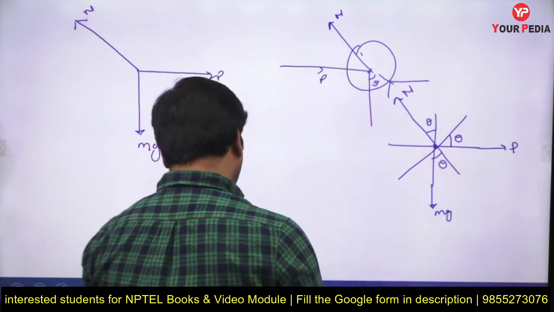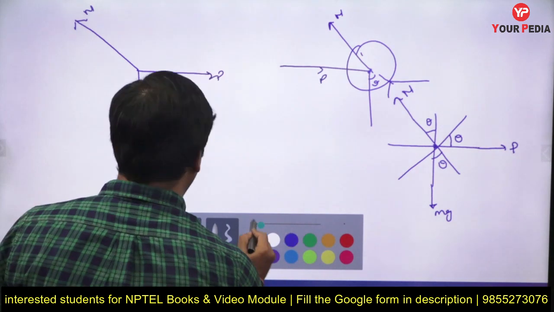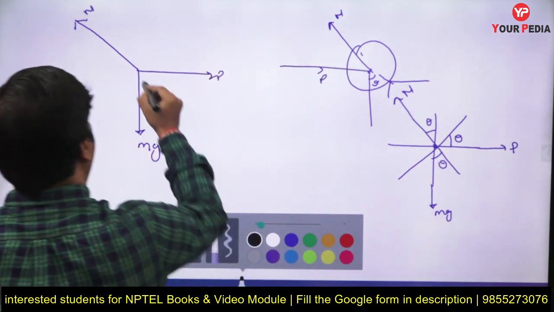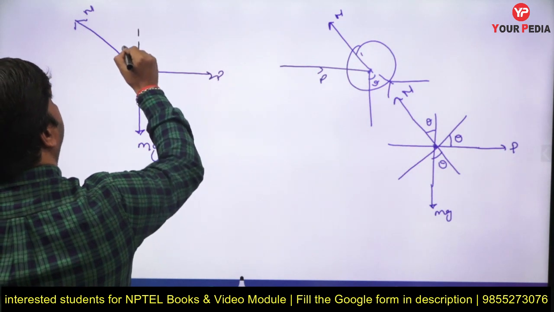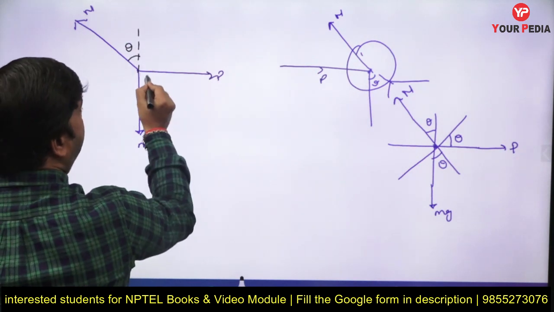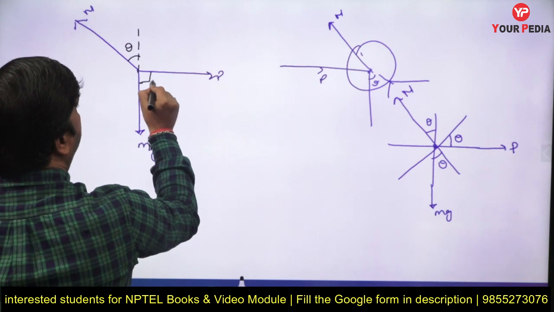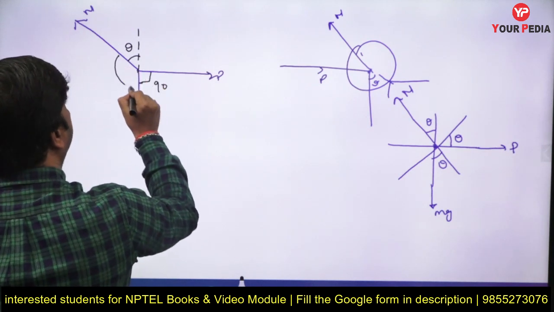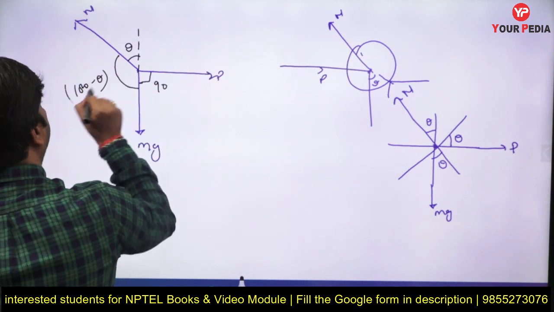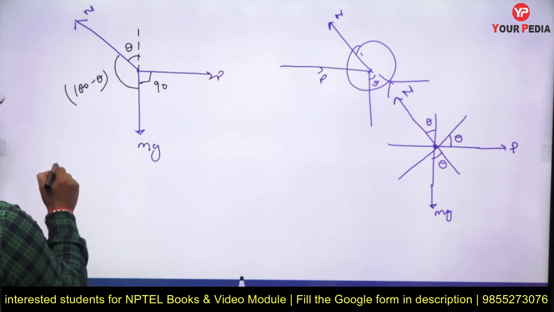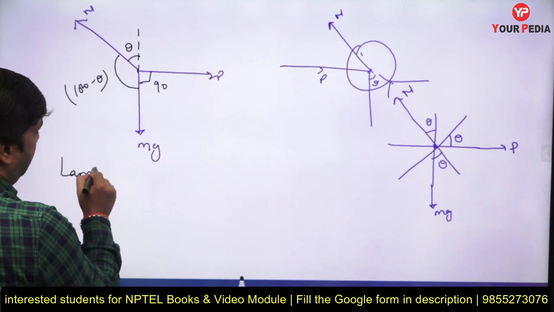If I introduce the theta here, we can see the theta is just like this. This is theta and this angle is 90 degrees and this angle is 180 minus theta. So we are applying Lami's theorem here. What is Lami's theorem?